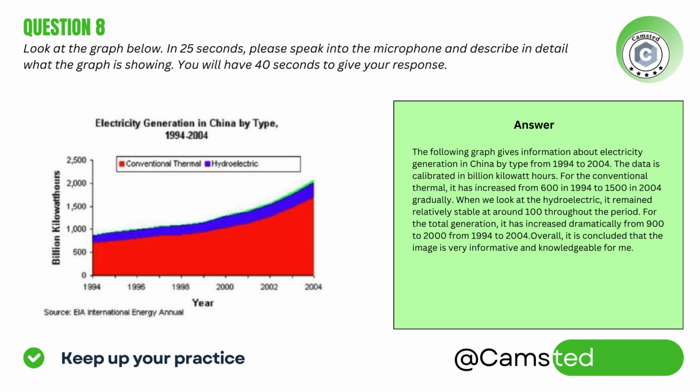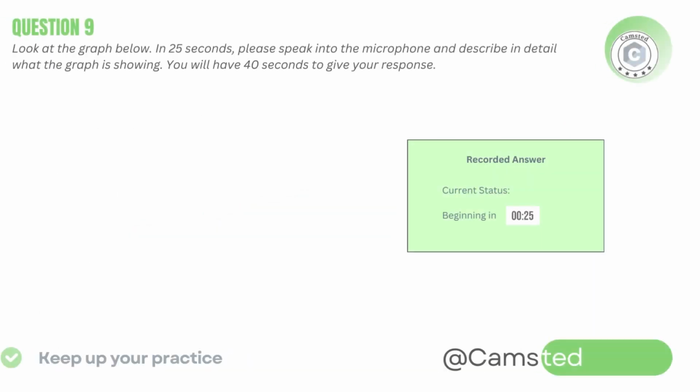When we look at the hydroelectric, it remained relatively stable at around 100 throughout the period. For the total generation, it has increased dramatically from 900 to 2000 from 1994 to 2004. Overall, it is concluded that the image is very informative and knowledgeable for me.